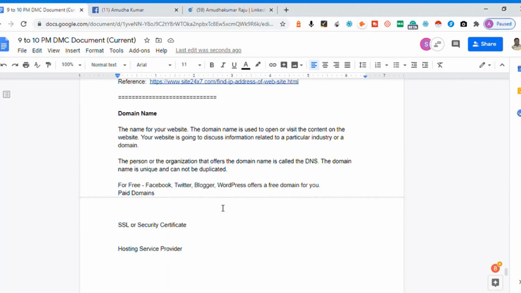At times you can also have paid domains, which means you actually own your domain. For example, amadukkumar.com is a paid domain and I own it. I pay money to the domain name service provider, and my domain name service provider is Google. So this is a paid domain where I pay money to the domain name service provider, Google.